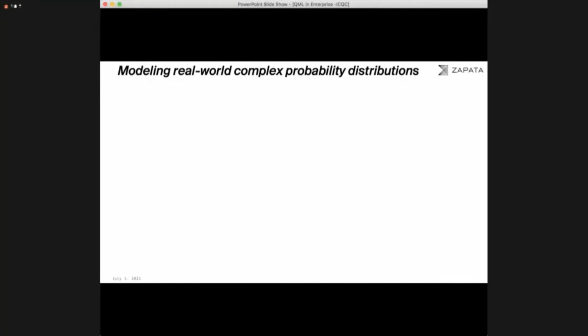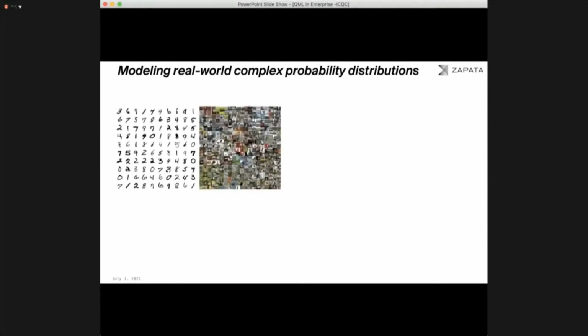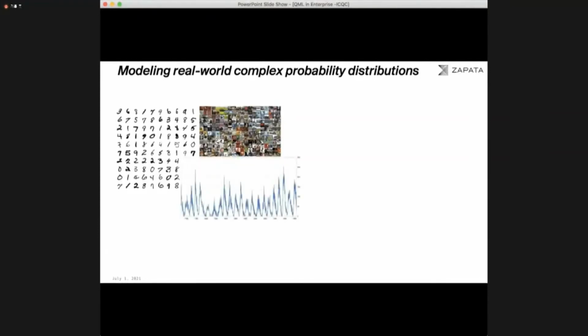So we can use this to model real-world complex probability distributions. Some of those distributions can be numbers, they can be stock trading data, they can be chemical systems. They can be faces or images, for example, that we see in machine learning when we're trying to model these real-world things. They could be handwritten digits. They could be spectra of various sorts that we're looking at.